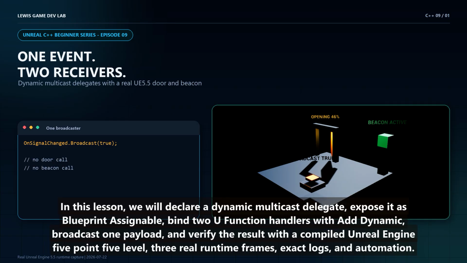In this lesson, we will declare a dynamic multicast delegate, expose it as BlueprintAssignable, bind two UFUNCTION handlers with AddDynamic, broadcast one payload, and verify the result with a compiled Unreal Engine 5.5 level. 3 real runtime frames, exact logs, and automation.